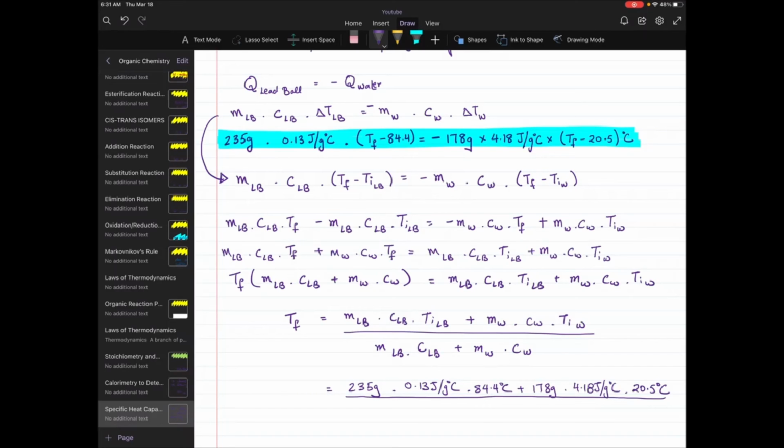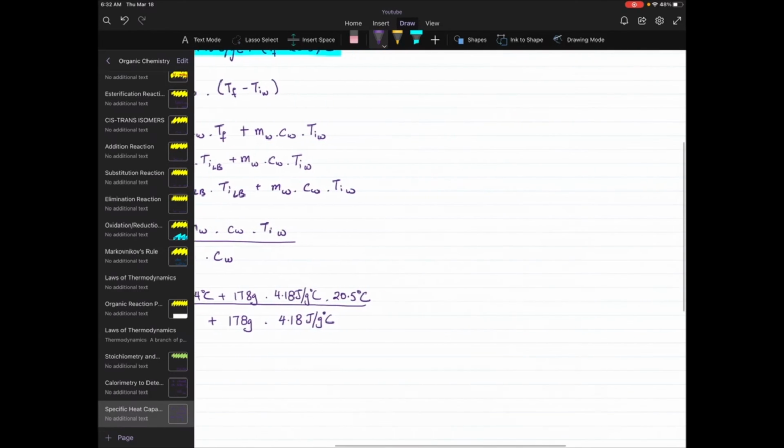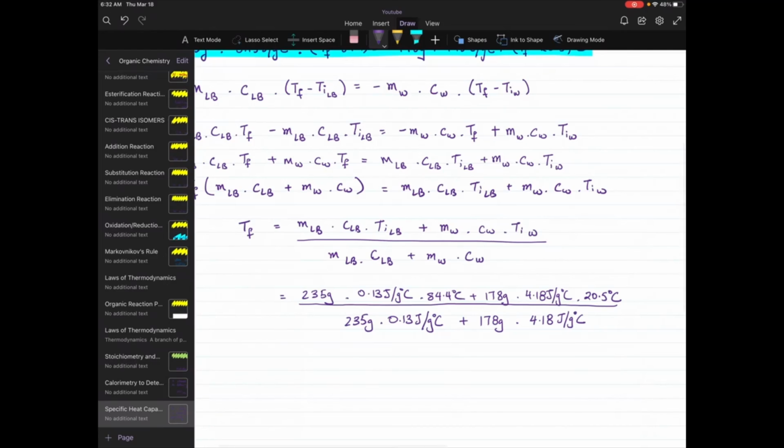And again, mass of the lead ball was 235 grams, times the specific heat capacity of the lead ball was 0.13 joules per gram degrees Celsius, plus we have a mass of water, which is 178 grams, times the specific heat capacity of water, which is 4.18 joules per gram degrees Celsius. Now we have plugged in all the values, and now we just have to solve on the calculator to get the final answer.